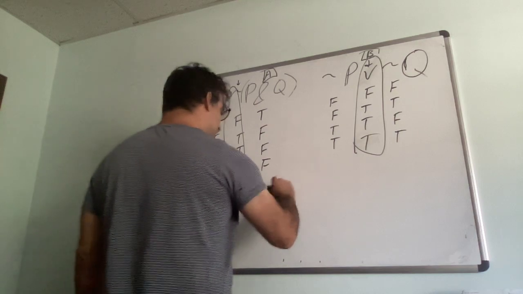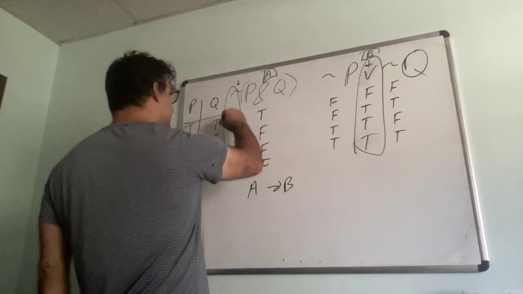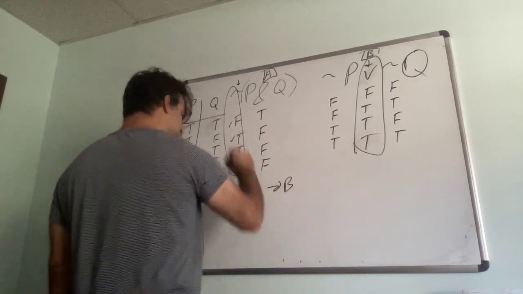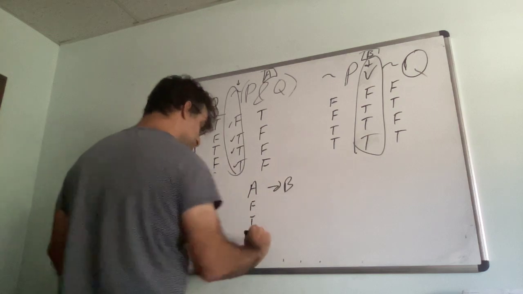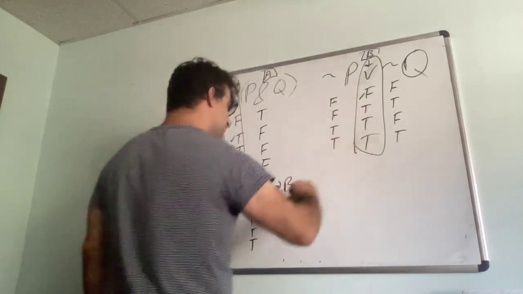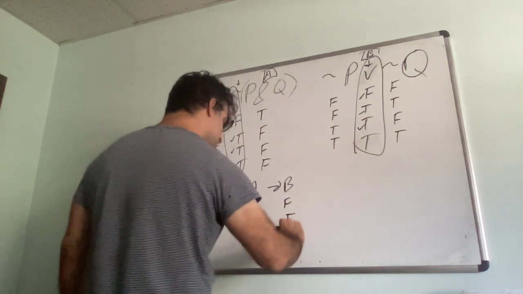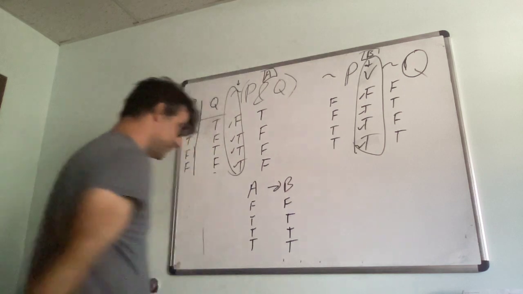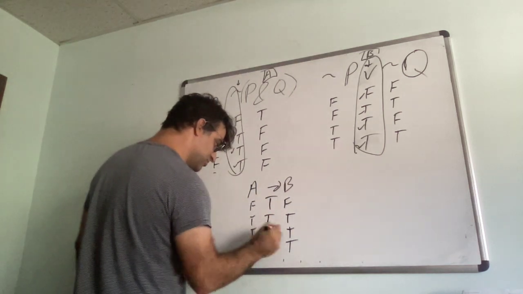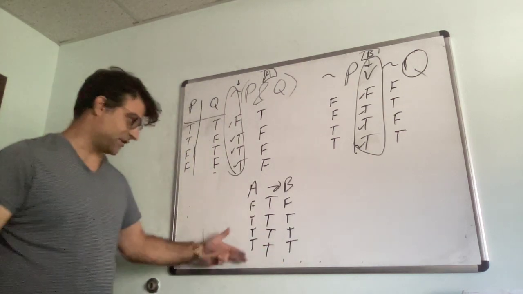Does A imply B? Okay, in row 1, truth value of A is F. Row 2, it's true. Row 3, it's true. Row 4, it's true. Just to show you how I'm plugging those in. Row 1, truth value of B is F. Row 2, it's true. Row 3, it's true. Row 4, it's true. Okay? False arrow false is true. True arrow true is true. True arrow true is right. All right. A implies B. Whenever A is true, B is true.